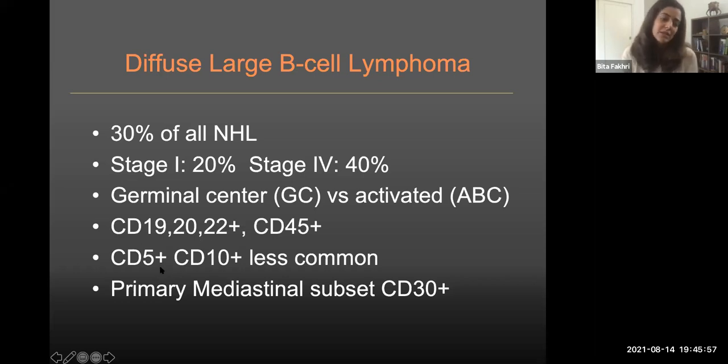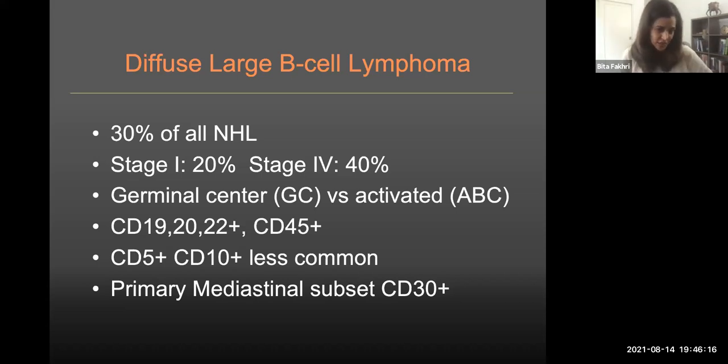There are some DLBCLs that express CD5. Some of them are transformation from an underlying SLL or CLL, but some of them are just DLBCL that is expressing CD5. And at least historically, we think these are DLBCLs that are associated with less favorable outcomes.